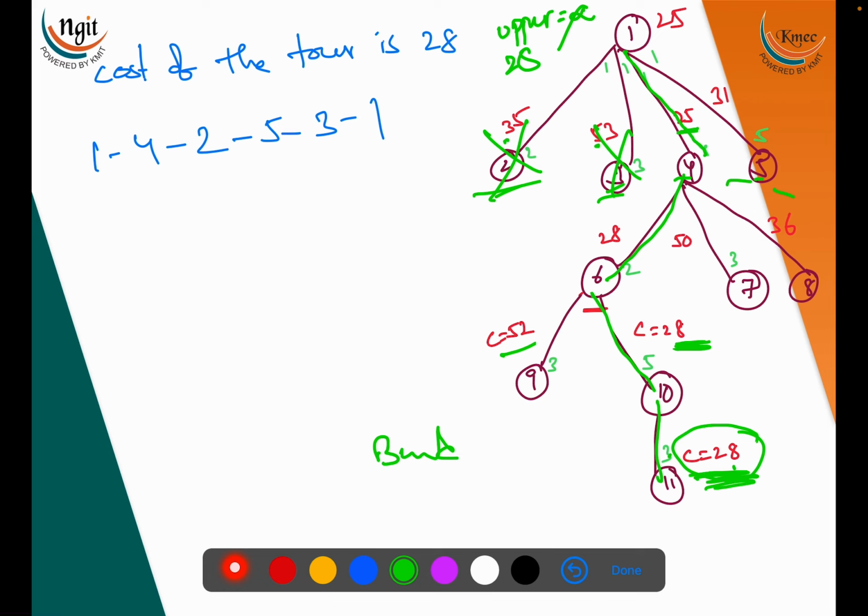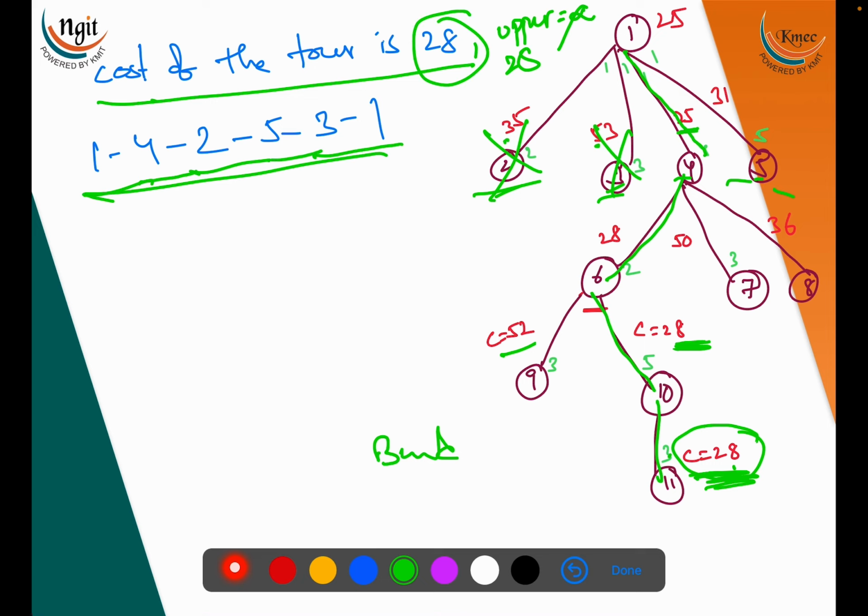So now what is the final cost of the tour? 1 to 4, 4 to 2, 2 to 5, 5 to 3, 3 to 1. So with the cost of 28, he has visited these vertices in this order. So this is about the traveling salesman problem.